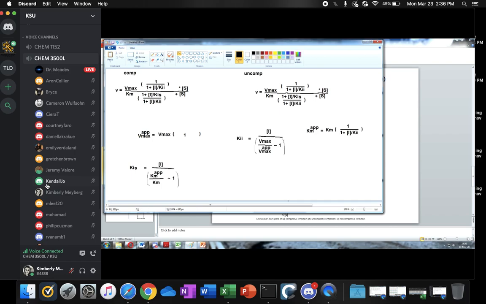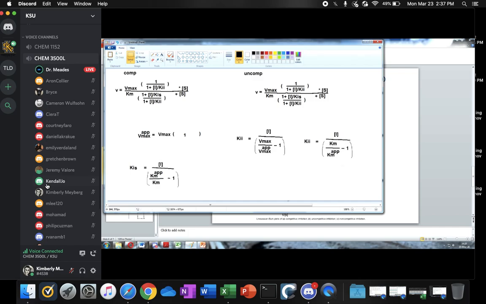It looks almost like, and if I did that with the same equation here, it'd look exactly like this one. It'd look exactly like that if I replaced this with that. So I have two equations to get the KII.